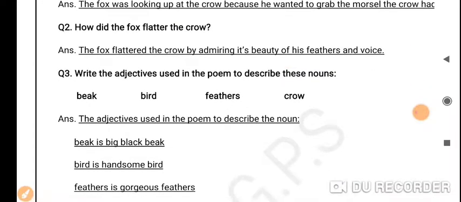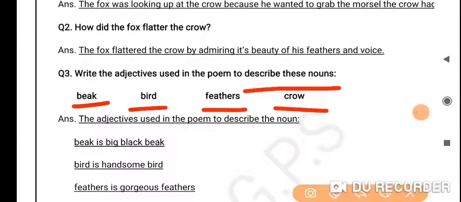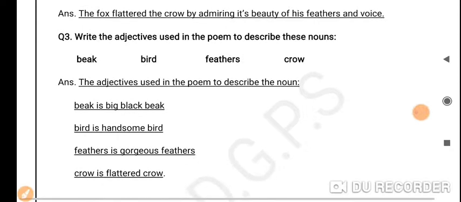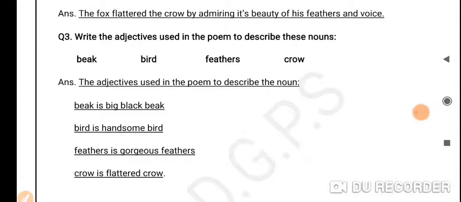Question number 3, we have to write the adjectives used in the poem to describe these nouns. We have 4 nouns: beak, bird, feathers and crow. If you remember, adjectives are words used to describe nouns or pronouns. So we have to look up the adjectives used in the poem to describe these 4 nouns.